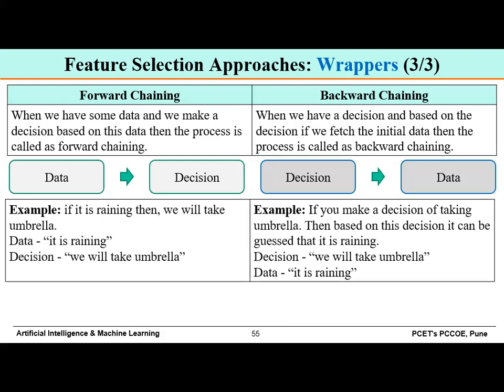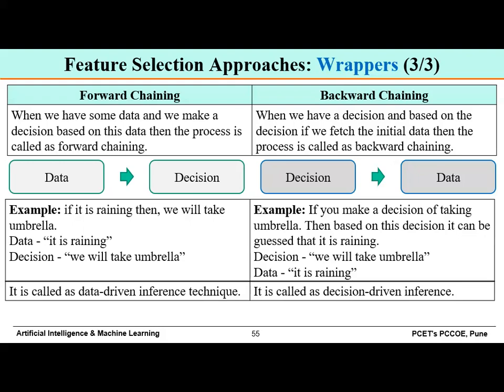For example, if it is raining, then we will take an umbrella. So in this particular example, it is raining means there is rain. This is the data. This is the information available with you. And based on that data, you take a decision that yes, now we need to take an umbrella. So this is forward chaining. You have data, you take some decision or you draw some conclusion. Now in case of backward chaining, if you make a decision of taking an umbrella, then definitely the data will be that there is rain. So again, this is another example through which you can understand how both models work: forward approach, backward approach.